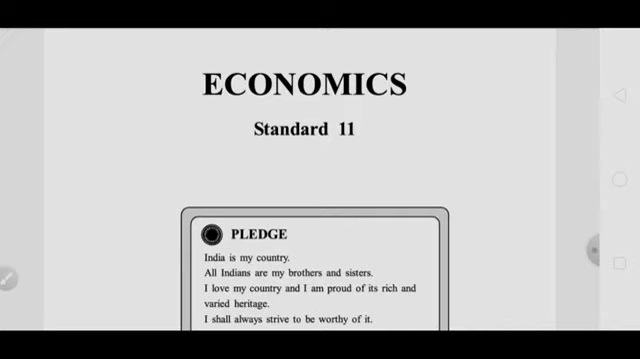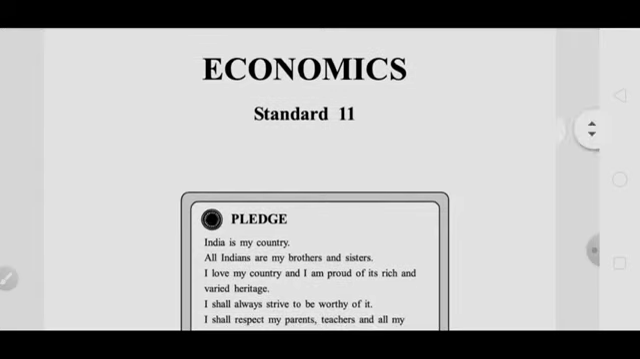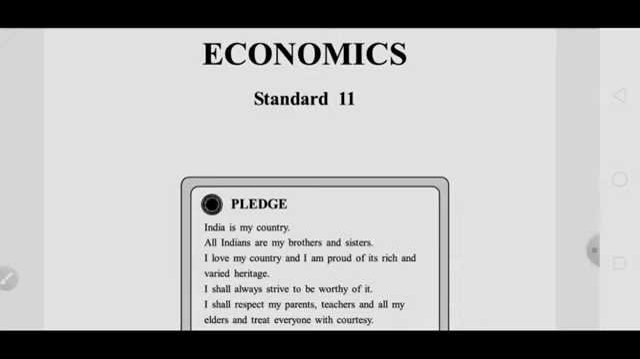First of all, I want to give a small introduction about me. I have completed my graduation in BBA, then I have completed MBA, and recently I have completed my MCom course also. And I am teaching for 10 years, so I have experience of 10 years in the commerce field. First of all, let us talk about the subject matter of economics.